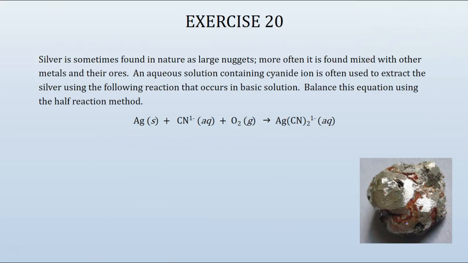Silver is sometimes found in nature as large nuggets. More often it is found mixed with other metals and their ores. An aqueous solution containing cyanide ion is often used to extract the silver using the following reaction that occurs in basic solution. Now, there's something missing that I should have corrected here. You should have an OH minus aqueous at this end. I've corrected it on the one online, but I forgot to correct it here, and I will be correcting it for next year's group, okay? So that's what we see right there.